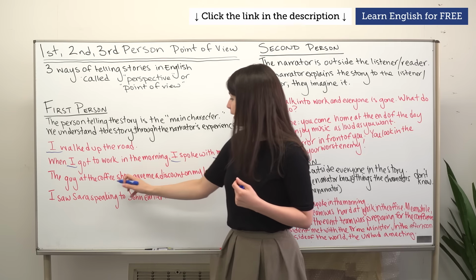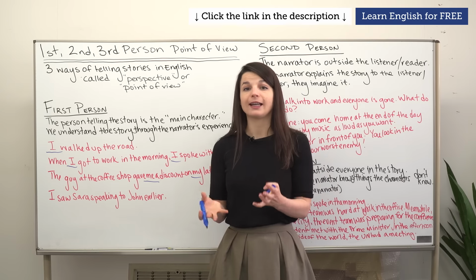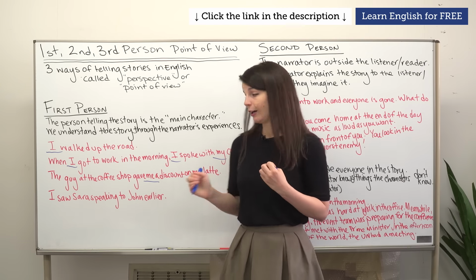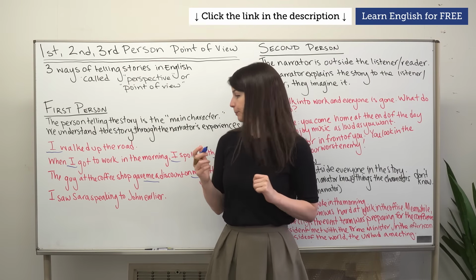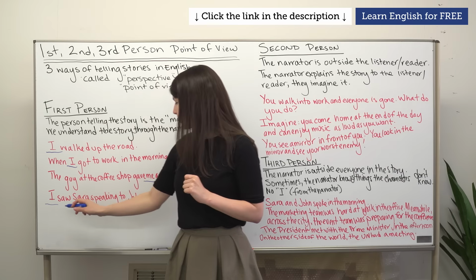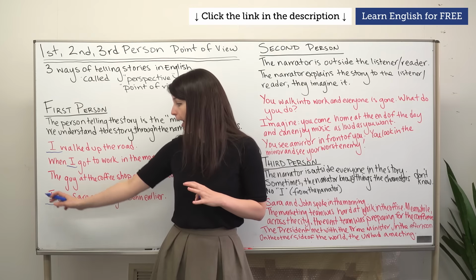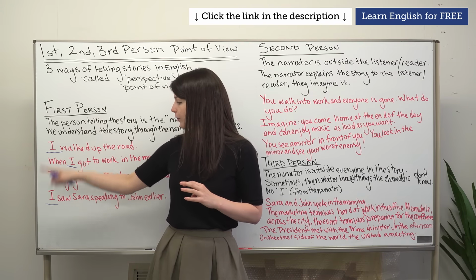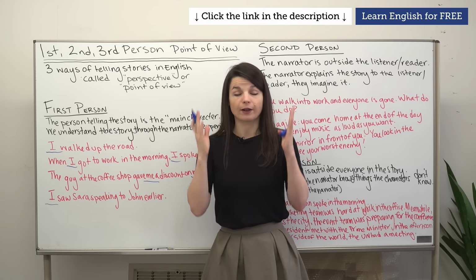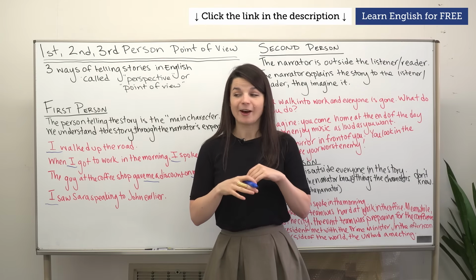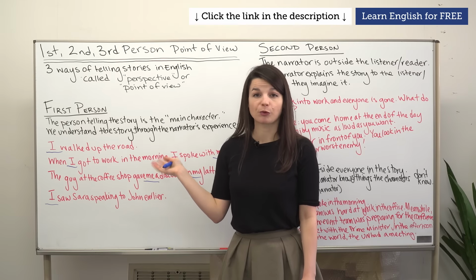Another one, the guy at the coffee shop gave me a discount on my latte. So here again, it's one person's experience of visiting a coffee shop. We're seeing it as though we are that person. One more, I saw Sarah speaking to John earlier. So I saw it. Who saw this happen? I saw it. So in first person story, the narrator's experience is extremely important. We're focusing on this one person's experience of their world. So this is called first person storytelling, first person point of view.